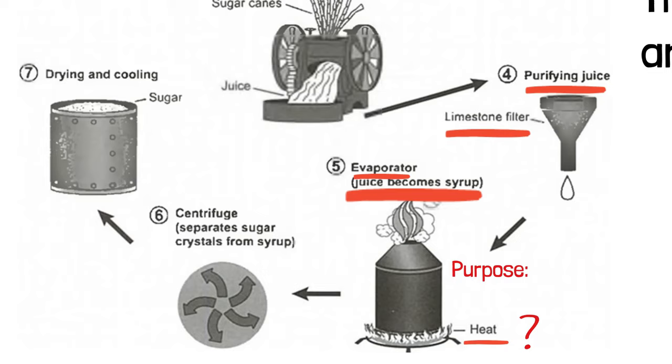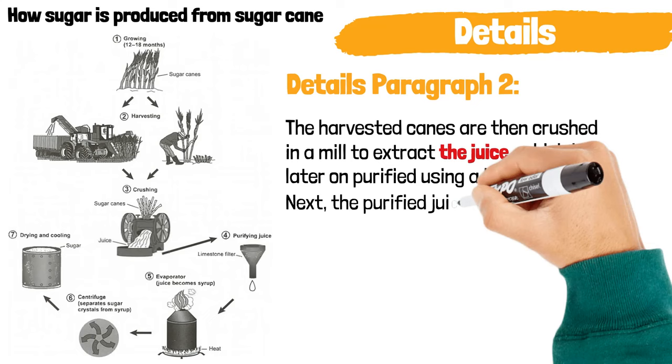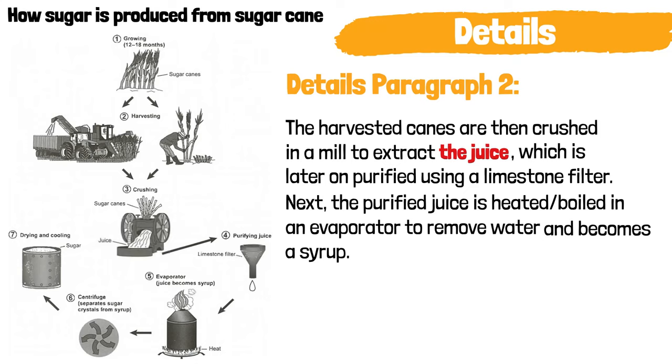But how does the evaporator turn the juice into a syrup? Well, it turns the juice into a syrup by removing water from it. So we can add "remove water" to our sentence. The purified juice is heated or is boiled in an evaporator to remove water. The purpose of using an evaporator is to remove water. You need to interpret this stage a little to get the purpose.